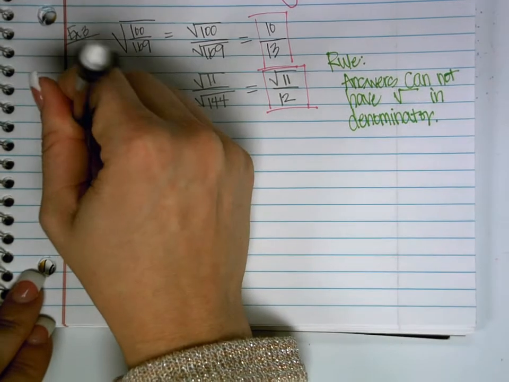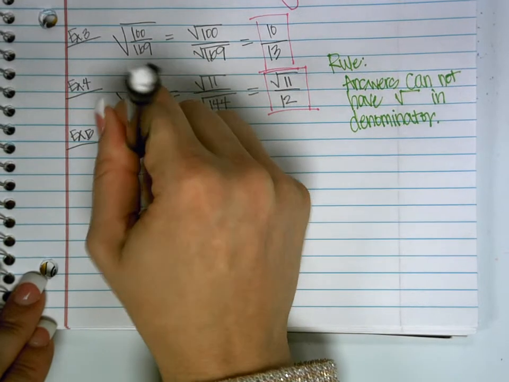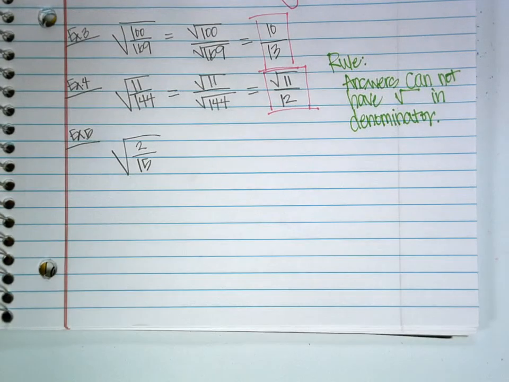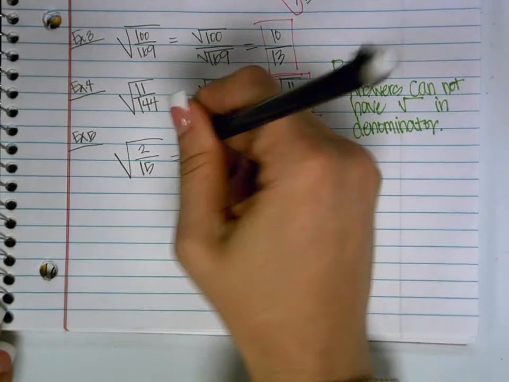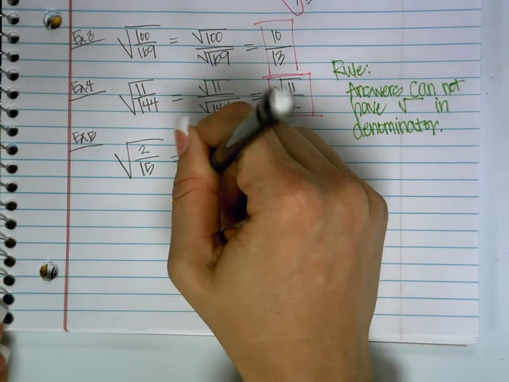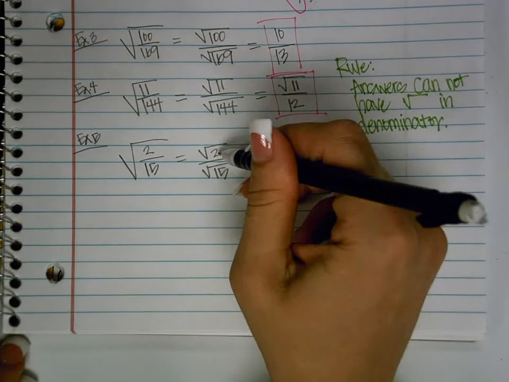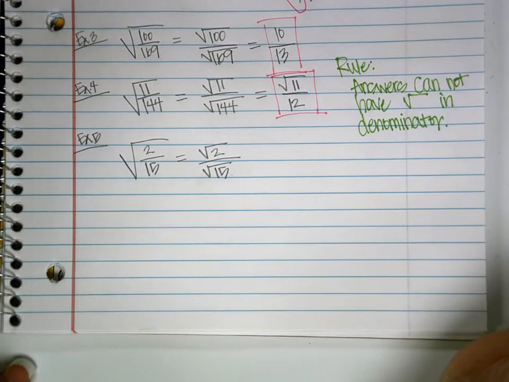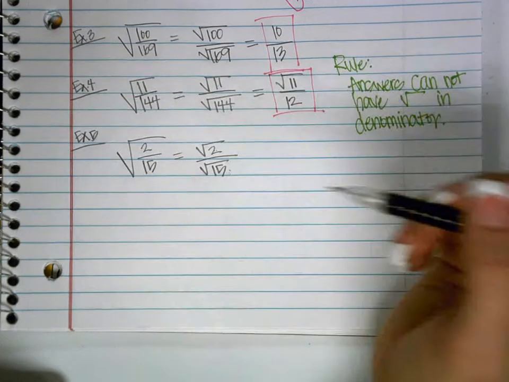Number 5, I want you to simplify root 2 over 15. Root 2 over 15. Now, anytime you have a fraction, I want you to split it up. So that leaves you with root 2 over root 15. Now, you can reduce things that are both underneath the radical. Here, nothing can reduce. Is there anything that can break out? No. Nothing can break out.